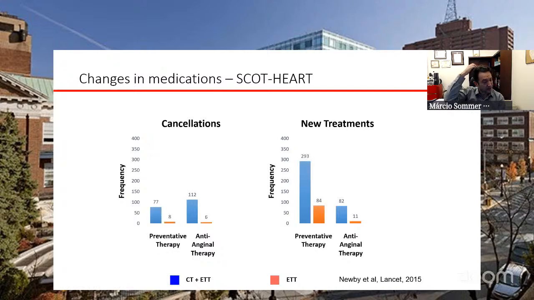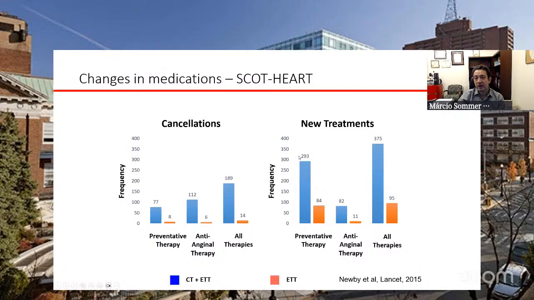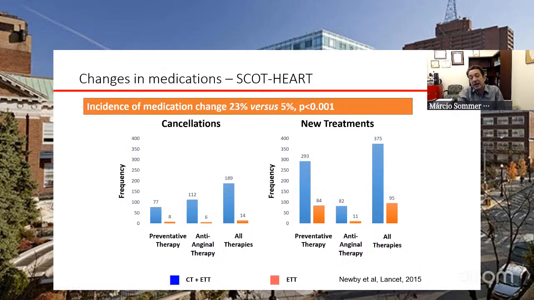Then if you go preventative, which is aspirin and statin, same thing. You cancel a few with the treadmill, but not much. You increase a few, but not that much. And with CT, you cancel quite a few. So 80 out of the 2,000, you stop it because you say maybe there's no plaque, and you increase medication in quite a few. So in total, you end up changing enough to say that with treadmill testing, you change 5% of the patients, the amount of medications, either preventative or anti-anginal.